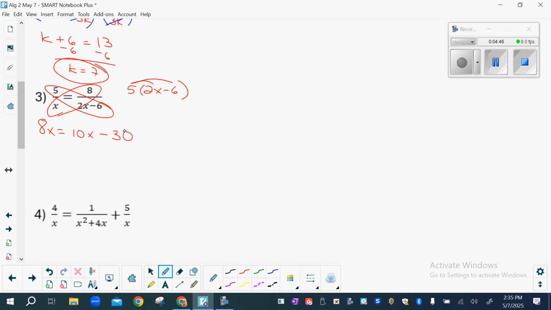And then what could I do next? What is this group here? Minus 10x. So we want the x's on one side. That gives us a negative 2x is negative 30, and then divide by negative 2. So x is 15.